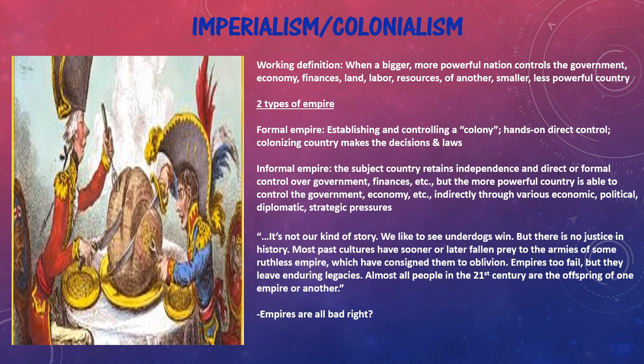The subject country, the colonized country, retains independence and at least nominally direct or formal control over government, finances, taxes, etc. But the more powerful country is able to control the government, economy, etc. indirectly, without sending in a governor and troops and civil servants and a court law system that's British instead of Indian. If we're talking about British India, they get what they want indirectly through various economic, political, diplomatic, and strategic pressures. We'll see examples of this in the class as well. And the informal version is sometimes the preferred one because it's cheaper and it's quieter.